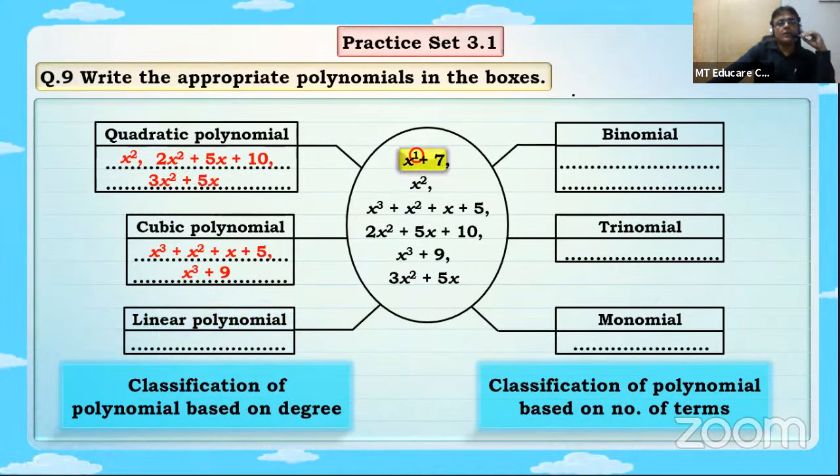That's all. Now let us go to binomial. Two terms: it is x plus 7. Then where else are two terms? The last two. So they are binomials. Then trinomial, meaning three terms. Which one has three terms? The fourth polynomial. So I copy that. Then monomial, only one term, which is the second one, x square. Done. Followed? This will be a 3 marks question.